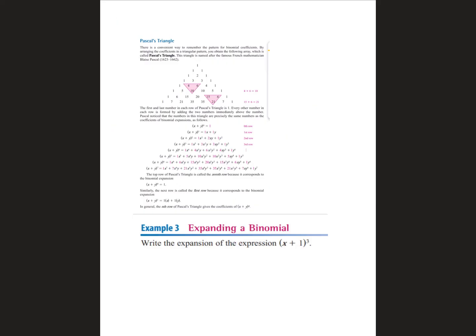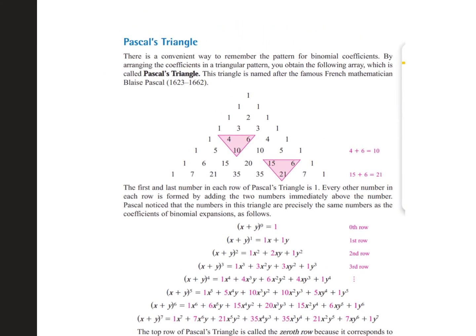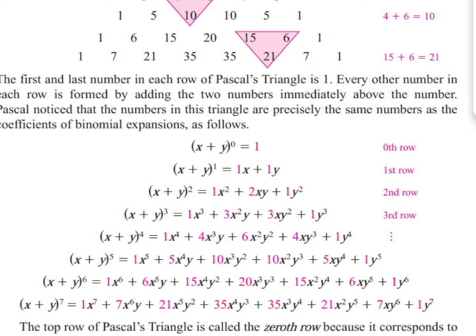Alright, next. We have this thing called Pascal's triangle. Anybody remember this from Algebra 2? Alright, a couple people. Well, we use Pascal's triangle to help us find the coefficients of our binomials. So we have this row down here. So these two triangles are pretty much the same thing.